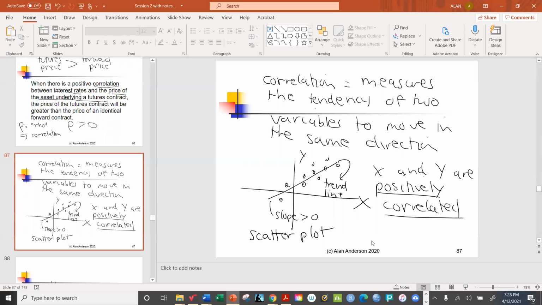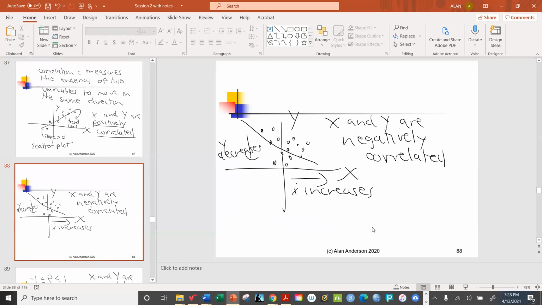Now, of course, it's also possible for two variables to be negatively correlated. They tend to go in opposite directions. And you can tell by looking at this plot that the trend line has a negative slope. These are variables that tend to move in opposite directions, like labor costs and profits, for example.